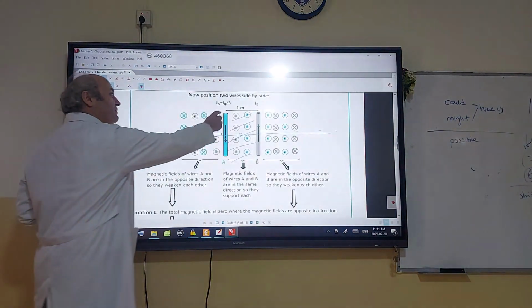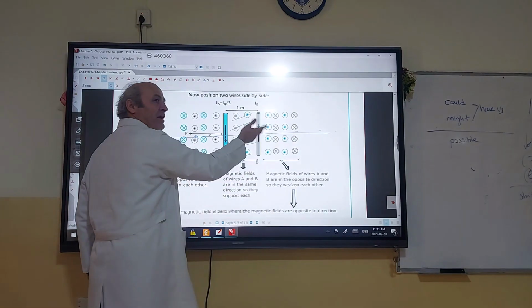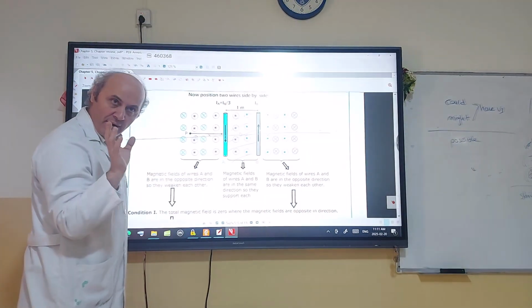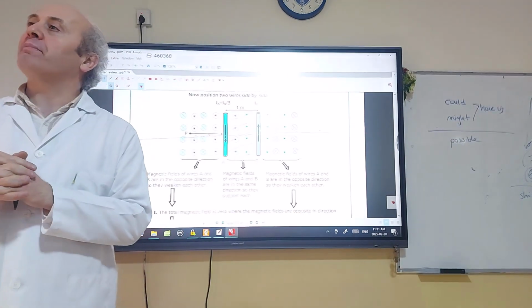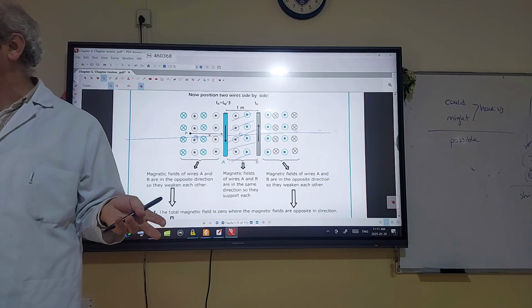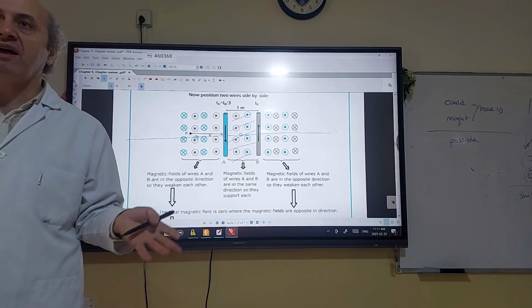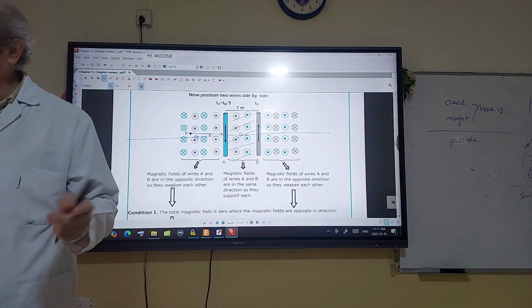That is, the magnetic field because of wire A in here and the magnetic field because of wire B in here must be equal in magnitude. So two opposite vectors with equal magnitudes will make 0. Like positive 5, negative 5, the sum of them is 0. Positive 10, negative 10, the sum is 0. Opposite in directions but equal in magnitudes.